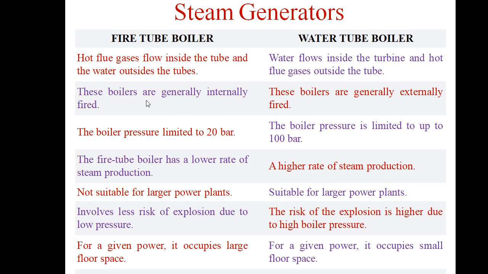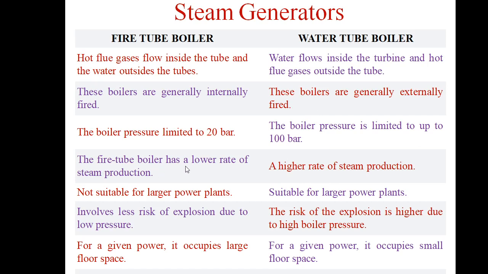Then the second difference: fire tube boilers are generally internally fired, whereas water tube boilers are externally fired, that is, the furnace is outside the boiler shell. Fire tube boilers are capable of developing pressure up to 20 bar, whereas water tube boilers are capable of generating pressure up to 100 bar. So the pressure range of the water tube boiler is higher.